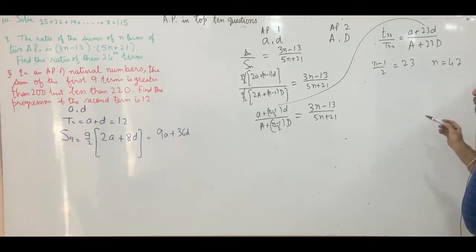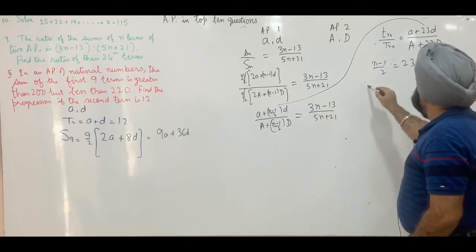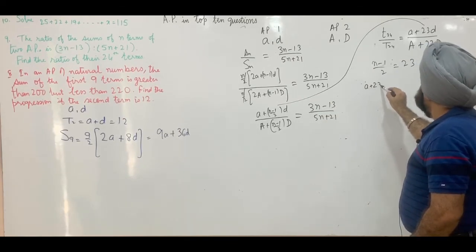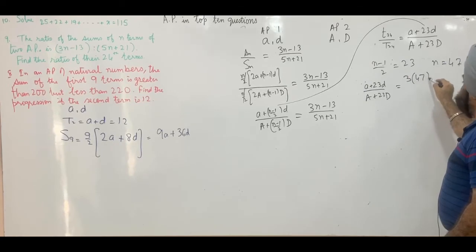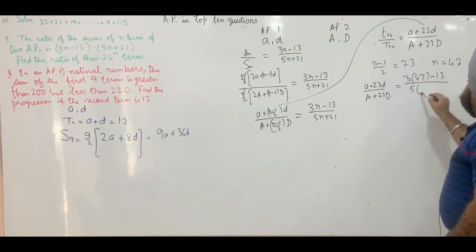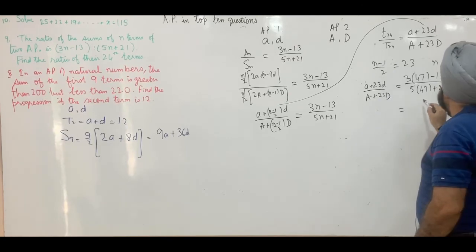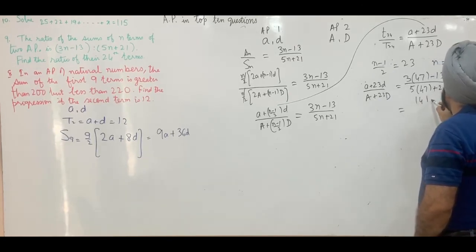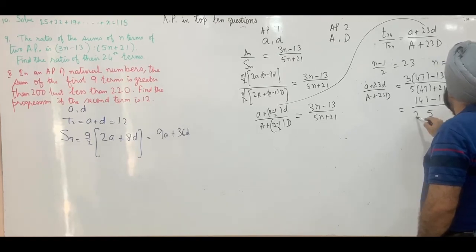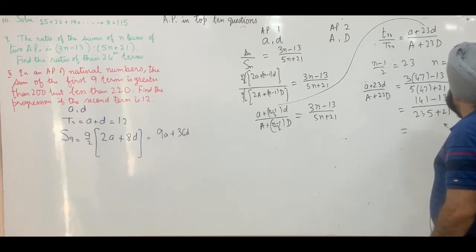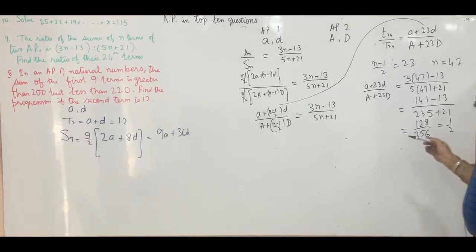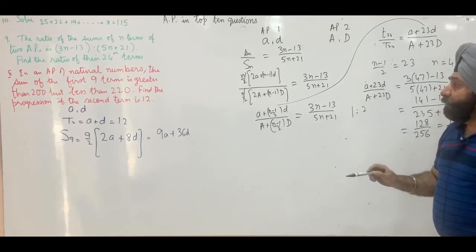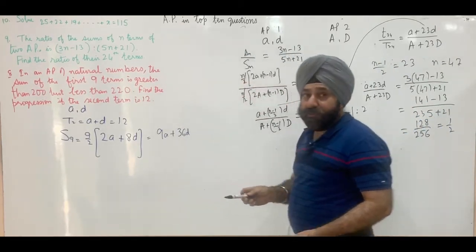We substitute n equal to 47 on both sides, and what do we get? We get (a plus 23d) upon (A plus 23D) equal to 3 into 47 minus 13 upon 5 into 47 plus 21. This is 141 minus 13, and this is 235 plus 21. 141 minus 13 is 128 and this is 256. So this is equal to 1 by 2. So the ratio of the 24th terms is 1 is to 2.